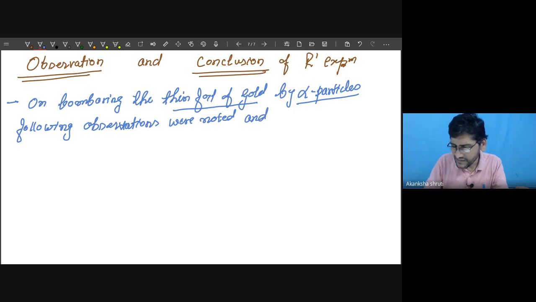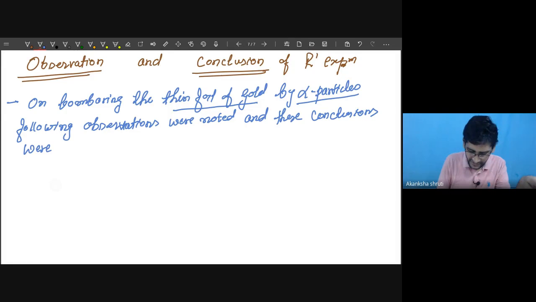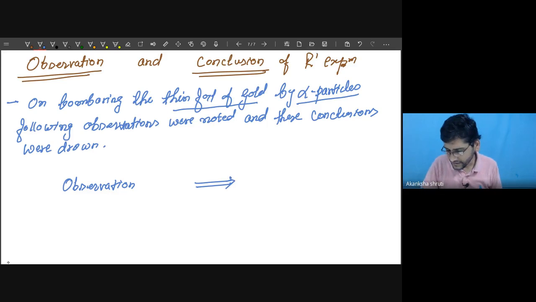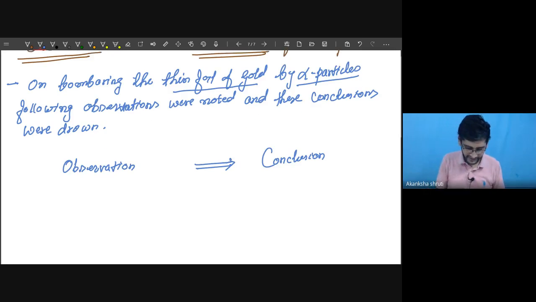These conclusions were drawn, means these conclusions were noted. You may write like that way also. So what were the observations? I will write here, and from that observation, what was the conclusion, that I will write in parallel to that. From this, what will be the conclusion? So I will write side by side so that we can understand.